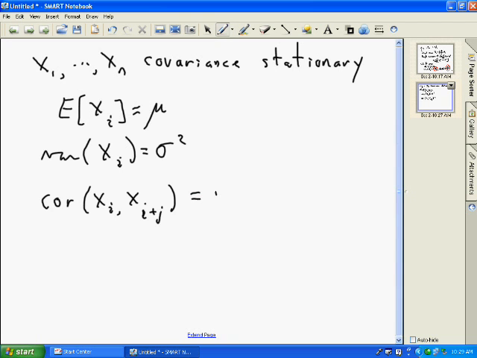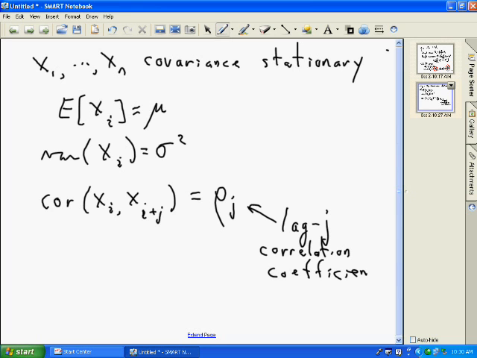Okay, this is equal to rho sub j. In other words, we're looking at data that is independent of i, but not independent of j. In fact, this is called the lag j correlation coefficient. So again, it's independent of time. It does matter what kind of distance we have between the random variables.